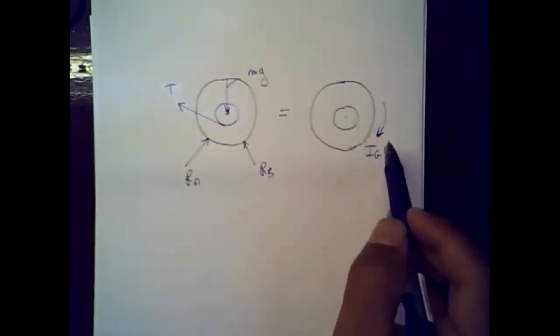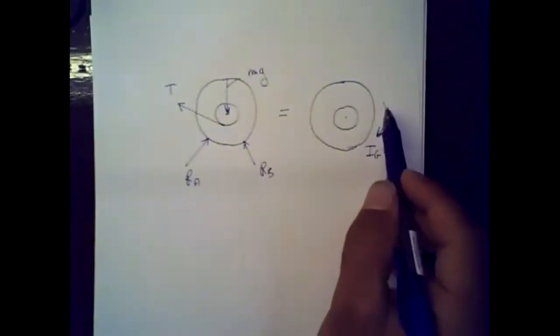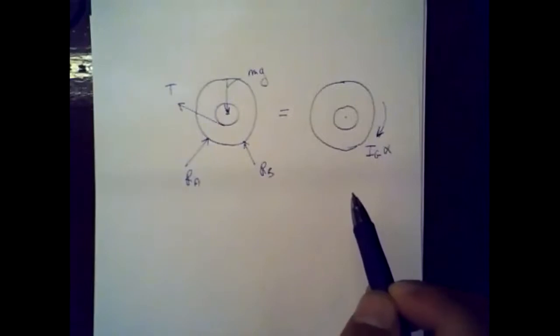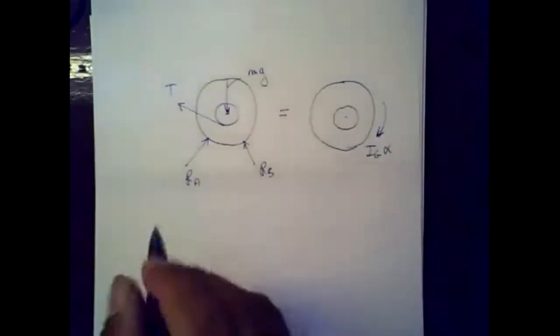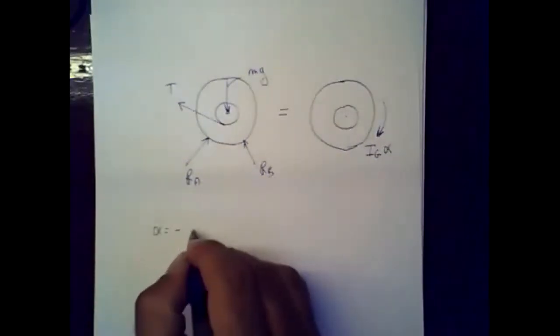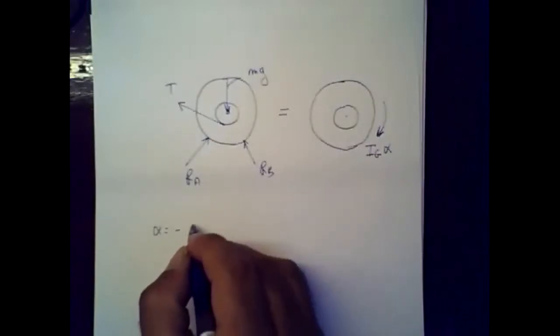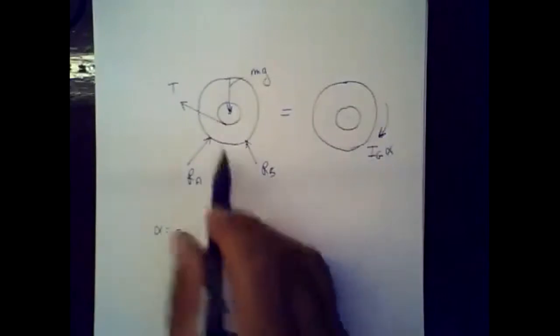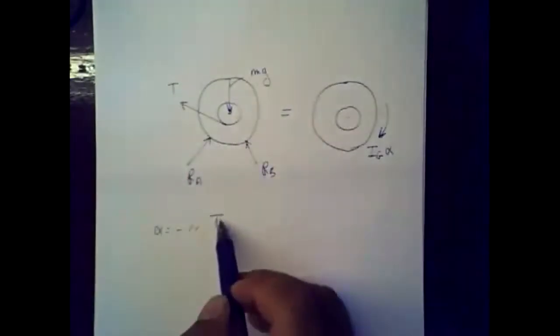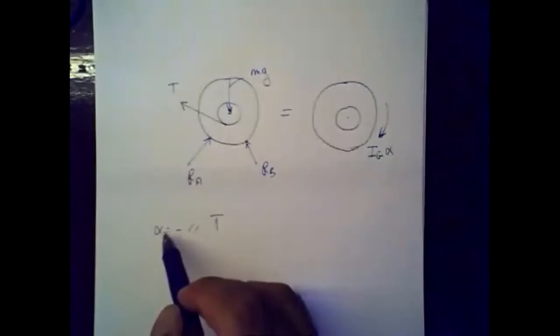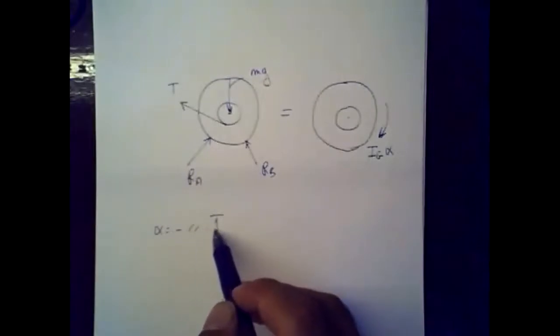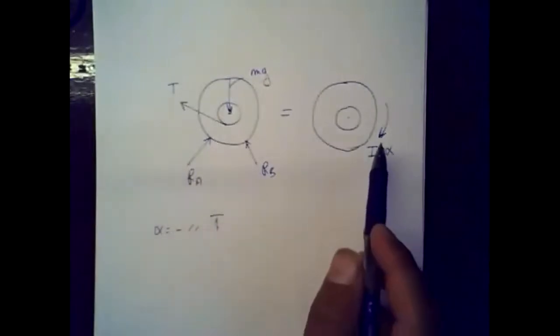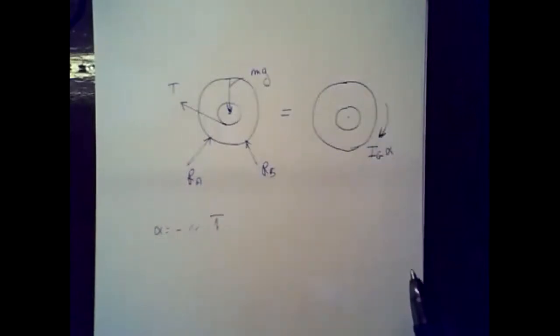If you get alpha to be negative, it means that it is in the opposite direction of the torque that you assumed. Let's say you got alpha equal to minus some positive number multiplied by T, the tension force. Then alpha is going to be in the opposite direction than what you assumed.